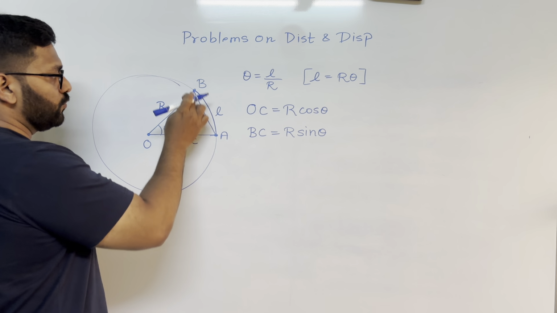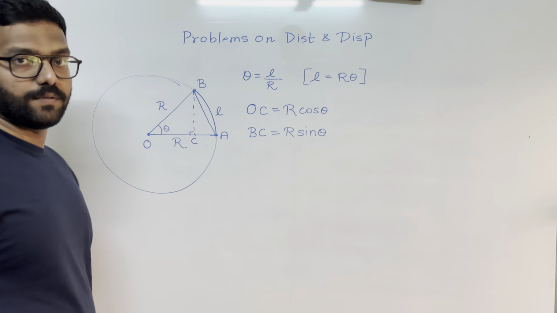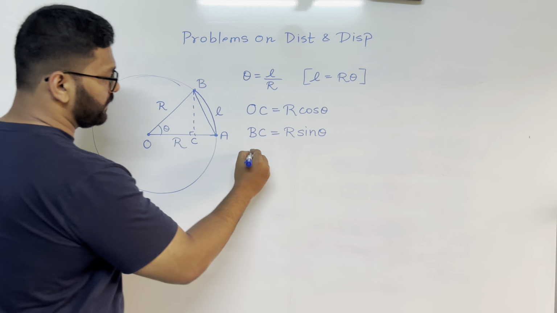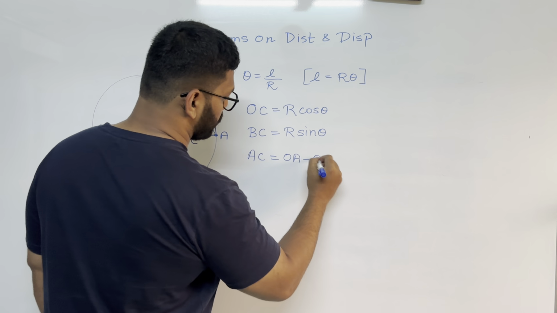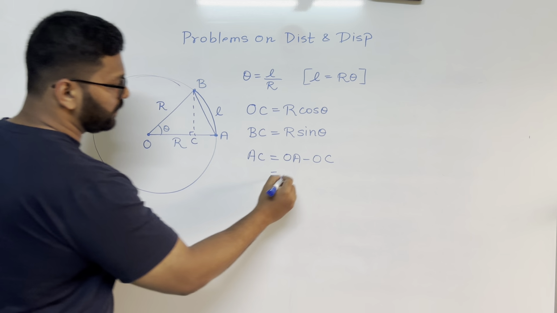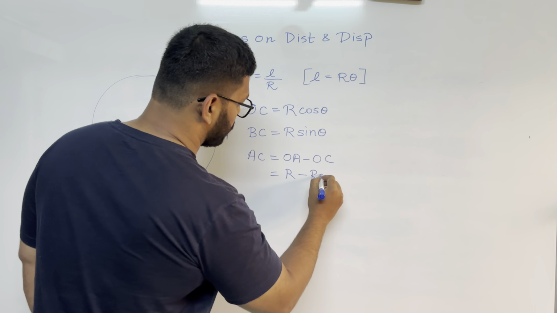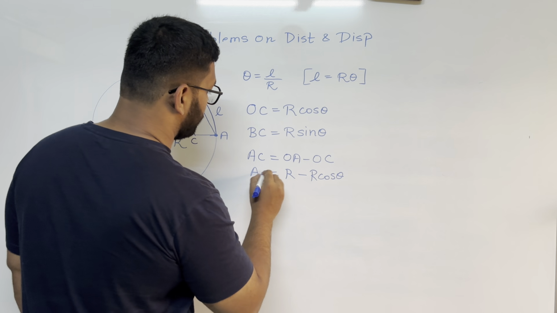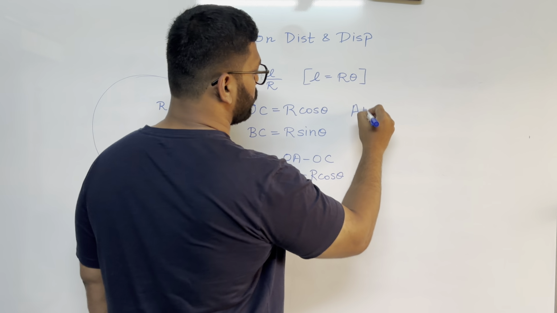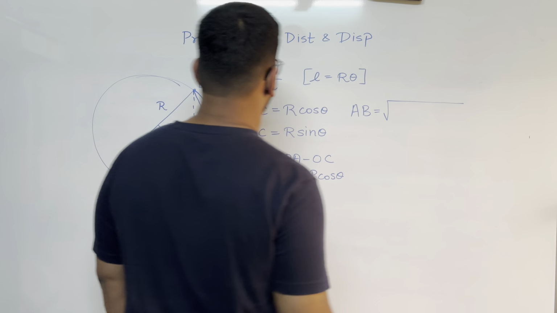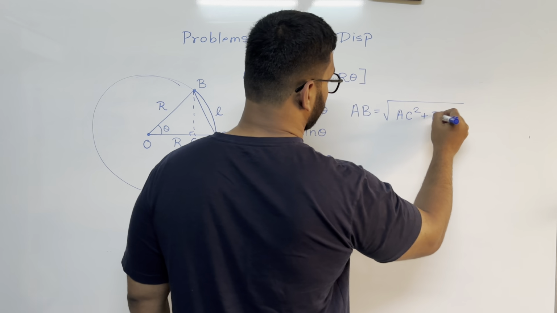Now what we can do here is that we want to find out AB. To find out AB, you need BC, which is R sin theta. But you should know AC as well. What is AC? I can see that AC is equal to OA minus OC. OA is nothing but R, capital R, minus OC. What is OC? R cos theta. So I got AC as well as BC, and from that I can get AB. So AB, according to the Pythagoras theorem, is going to be the square root of AC square plus BC square.